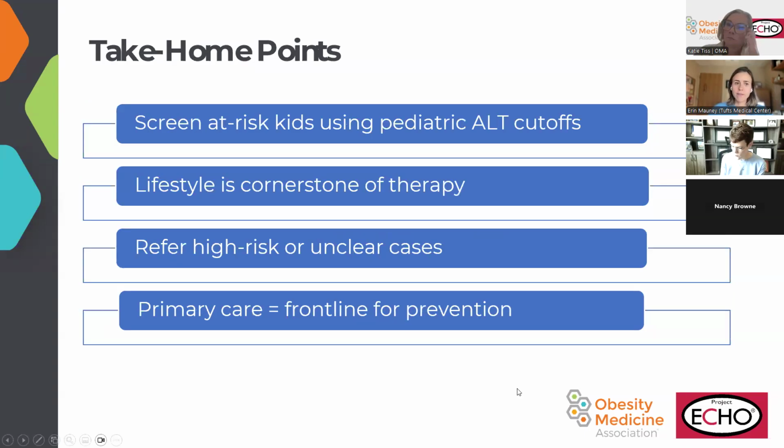And then we really adjust the intensity of the lifestyle and behavioral therapy and the pharmacotherapy based on the progression of the disease. So my take-home points for you are that it's so important to use pediatric ALT cutoffs because using adult cutoffs will miss a lot of disease. That lifestyle is the cornerstone of therapy for everyone. And we know that the intensive lifestyle and behavioral therapy of 26 contact hours over the course of a year is really ideal. That's not always possible to access.